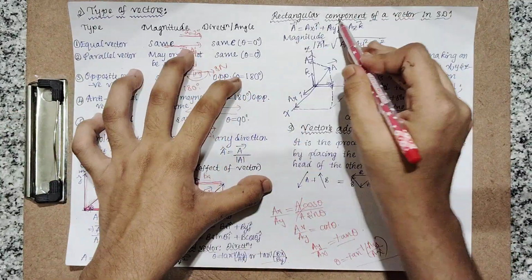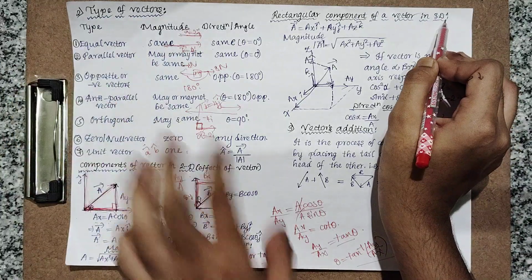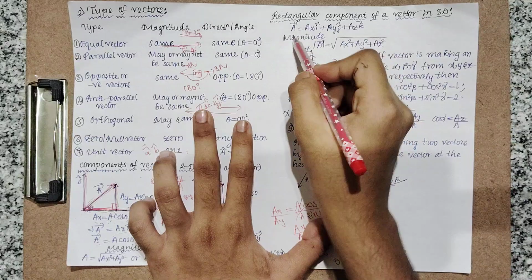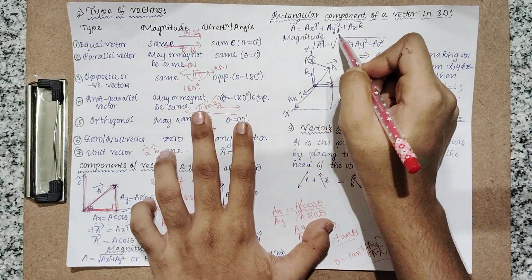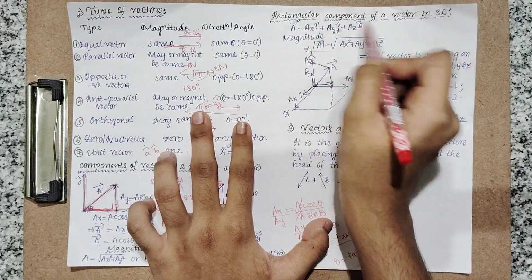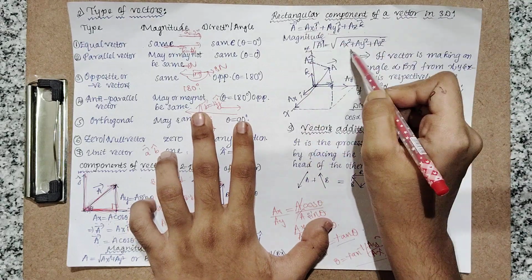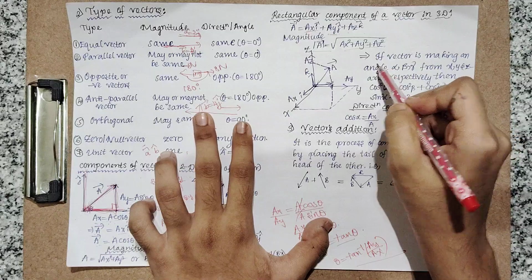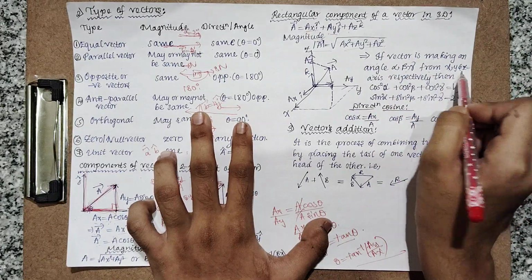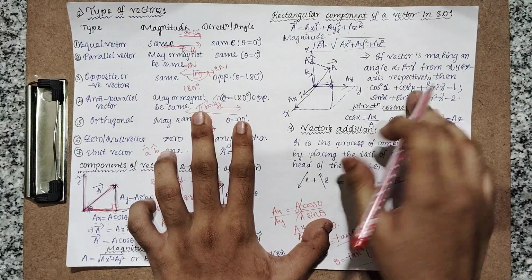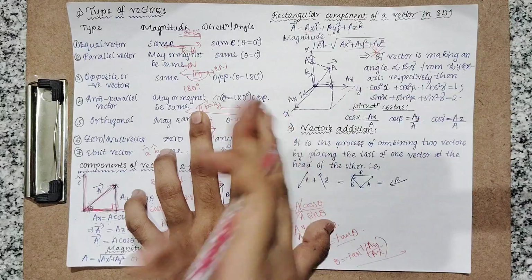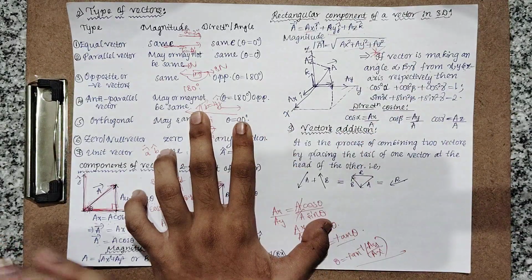And now coming to rectangular components of a vector in 3D. Here it was in 2D, and here it is in the case of 3D. Let us suppose a bar is equal to ax i cap plus ay j cap plus az k cap. Here the magnitude of a bar is equal to under root of ax square plus ay square plus az square. If a vector is making angles alpha, beta, gamma with the x-axis, y-axis and z-axis respectively, this is one of the important points to remember, and you will study this in more detail in maths, vectors and 3D geometry.